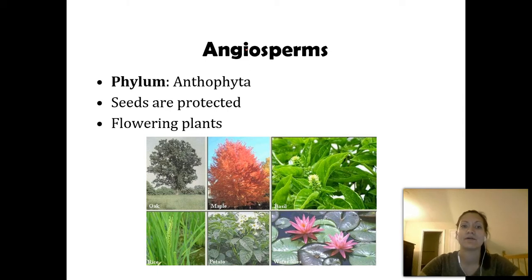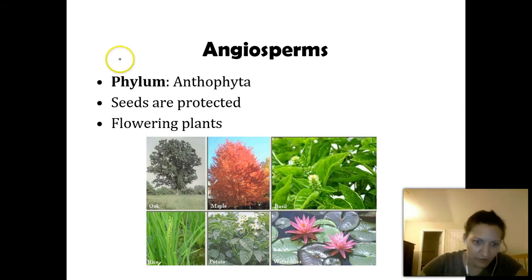Anthophyta. Their seeds are protected, and that's really the main difference between the gymnosperms and angiosperms, is that angiosperms make some sort of additional protection for their seed. Generically, we think of fruits, and I'll talk about fruits like apples, but know that not all plants make an obvious fruit like that.